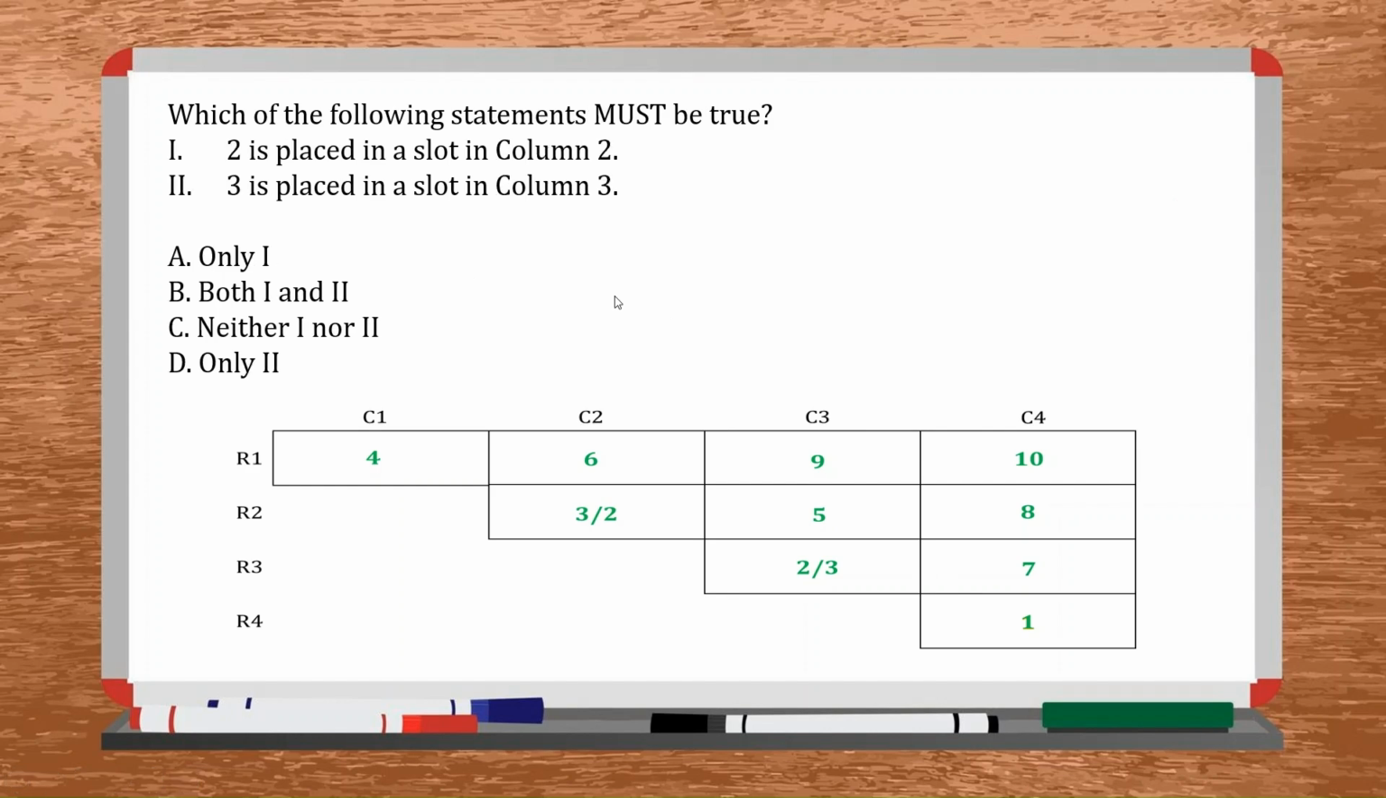Next we have, which of the following statements must be true? Again, we have two options. So 2 is placed in a slot in column 2. No, it can be placed in a slot in column 3 also. And 3 is placed in a slot in column 3. Again, it might be placed in a slot in column 2 also. So neither of these two statements are true. So we'll go with option C. This is because the word must is there. If it would have called possibility, then the answer might have changed. But since it's a must, then it's option C.